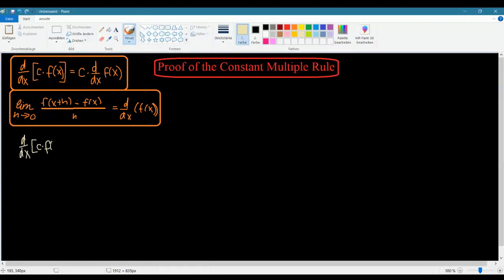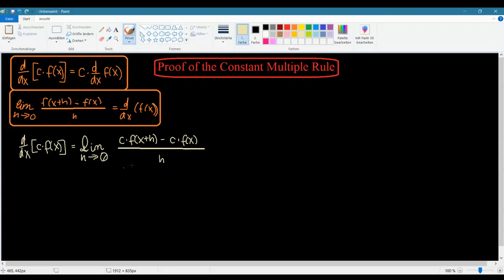C times f of x is the limit as h approaches 0 of c times f of x plus h minus c times f of x over h. Now what do we do?